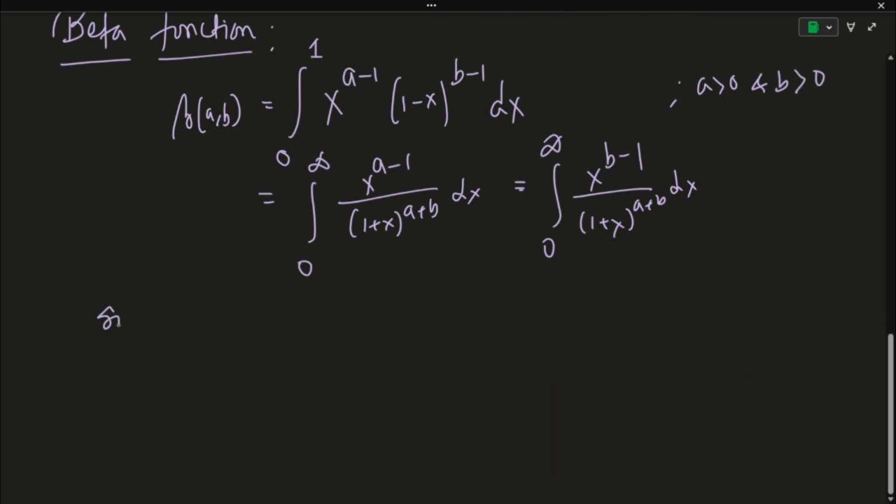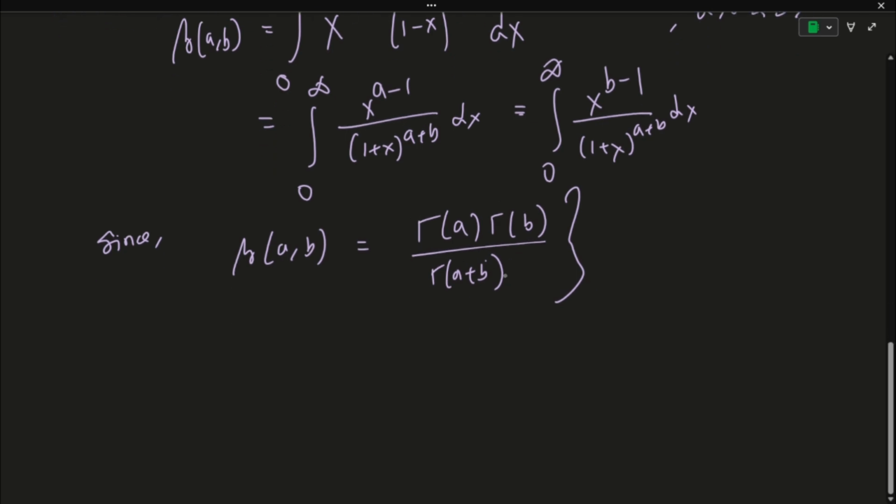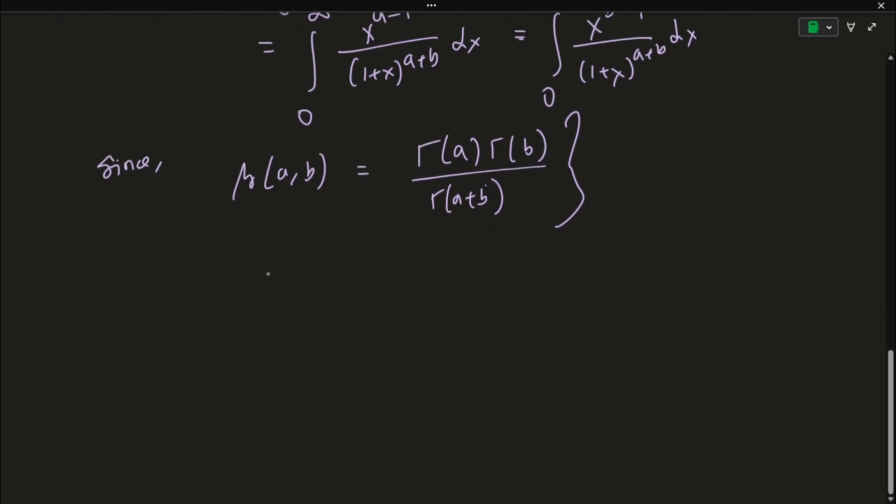Why? Since the value of this integral depends on the gamma function like this: gamma of a, gamma of b divided by gamma of a plus b. This is the value of the beta function in terms of the gamma function, correct? Now, these integrals often show up a lot. So I can give you an example here.